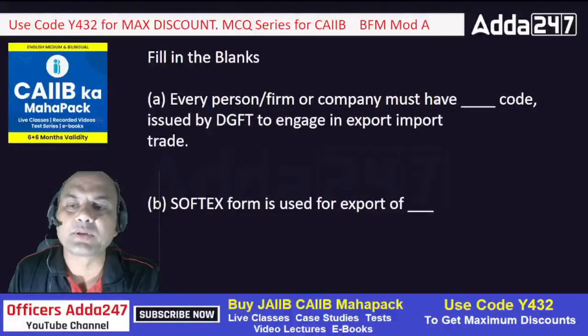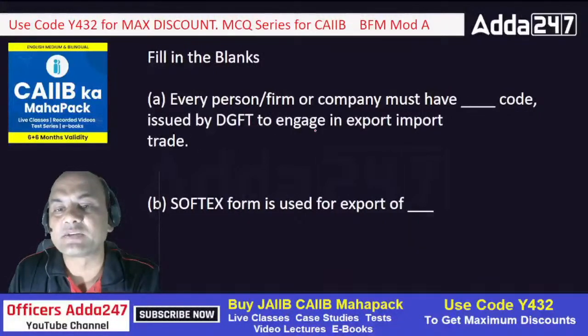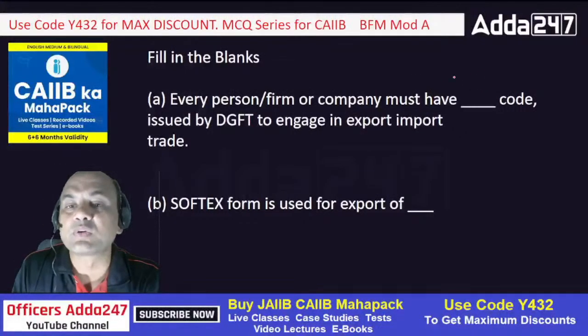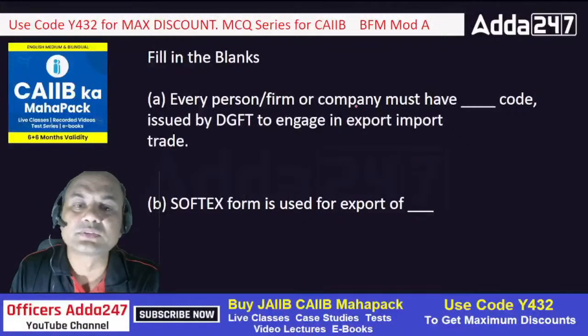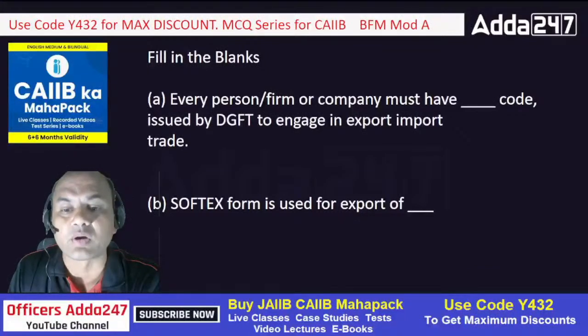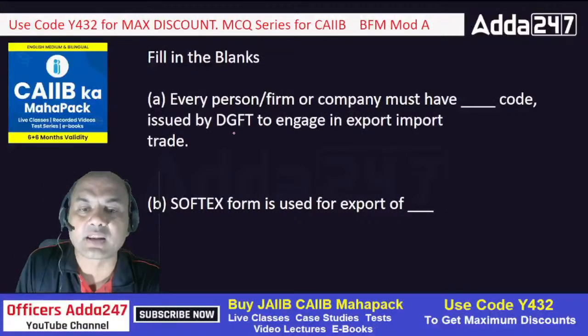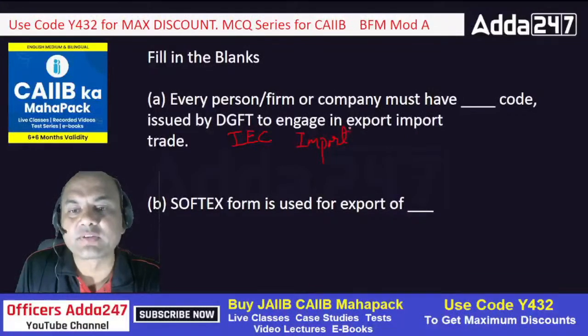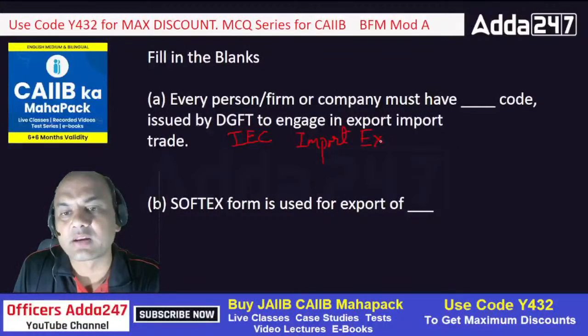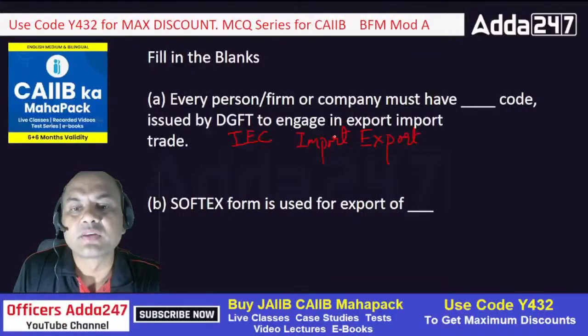Every person, firm or a company must have a dash code issued by DGFT to engage in export import. I have taken this earlier in one of my sessions. Which code is required by anyone who is trying to do import export? What is this code called? This code is called IEC code, import export code, correct? IEC, import export code. This code is given by DGFT, Directorate General of Foreign Trade. It issues this import export code. Okay, so IEC code, import export code.